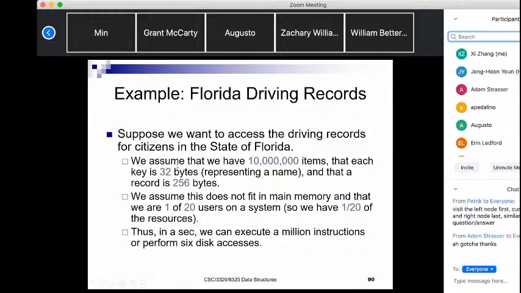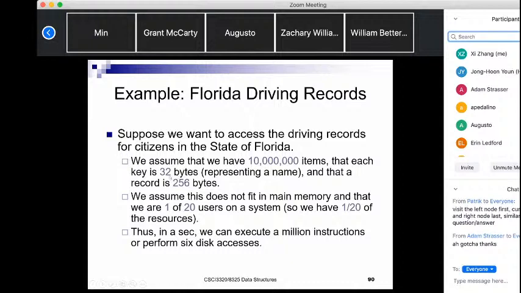In a driving record system, the name is typically the key. So 32 bytes will represent the name. Sometimes we will not be able to include the entire first name and last name, but it's a typical implementation, maybe a little bit old. 32 bytes reserved for the key to save the name, and then the driver license record includes height information, weight information, eye color, hair color, and some restriction and address information. It may have up to 256 bytes of information per single person.